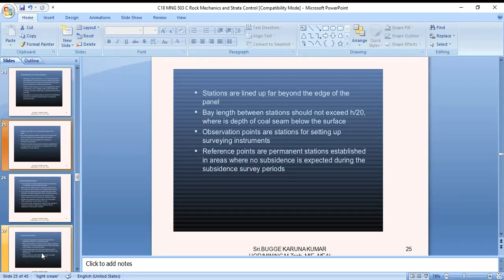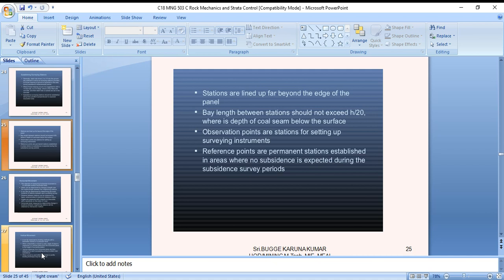Stations are lined up far behind the edge of the panel. Bay length between the stations should not exceed h by 20, where h is the depth of the coal seam below the surface. Observation points are stations for setting up the surveying instruments. Reference points are permanent stations established in areas where no subsidence is expected during the subsidence surveying period.